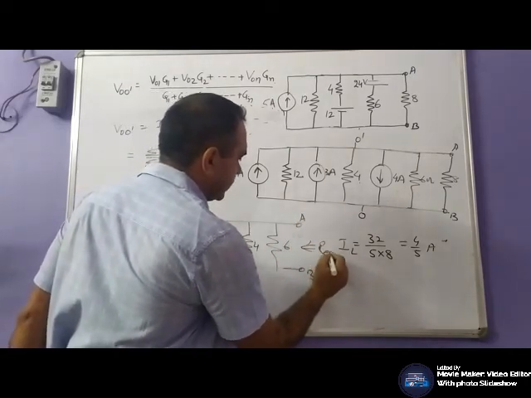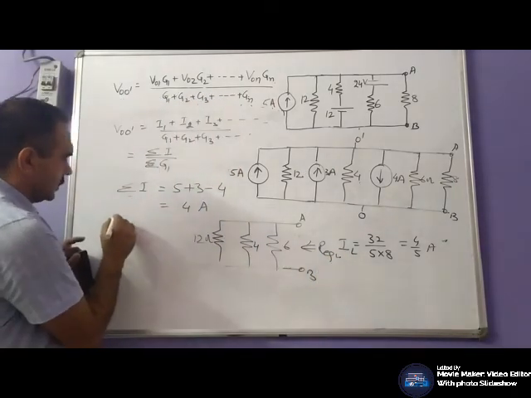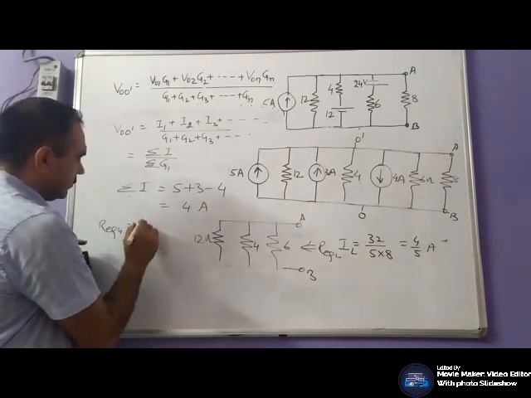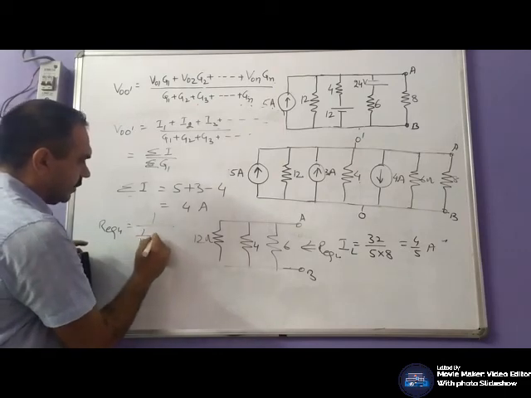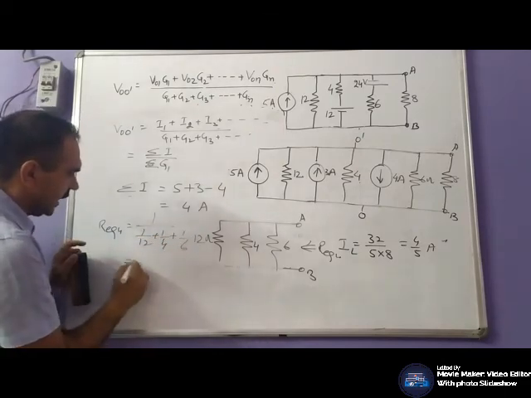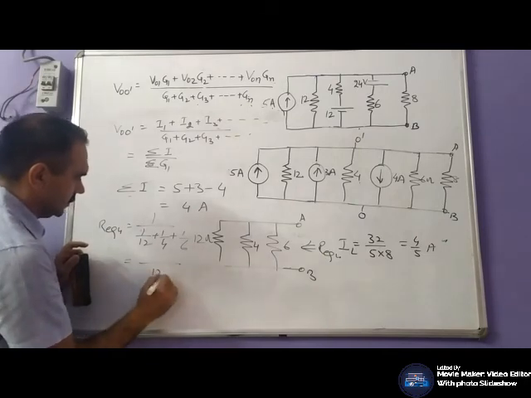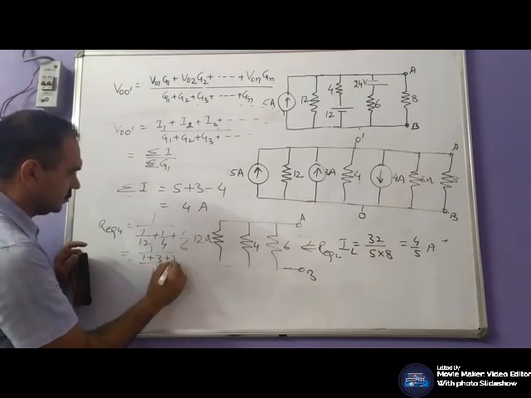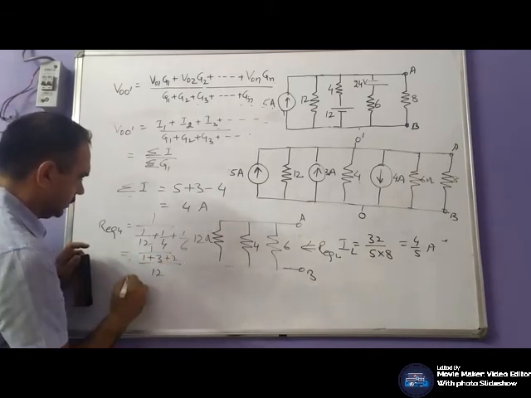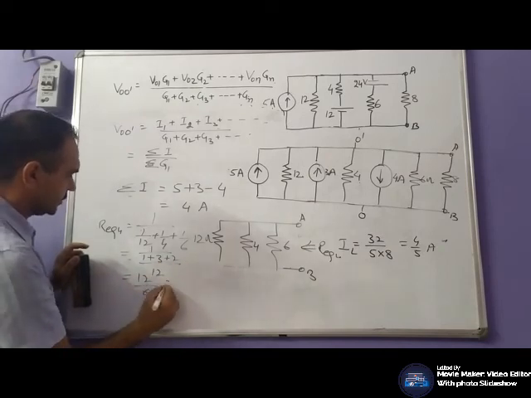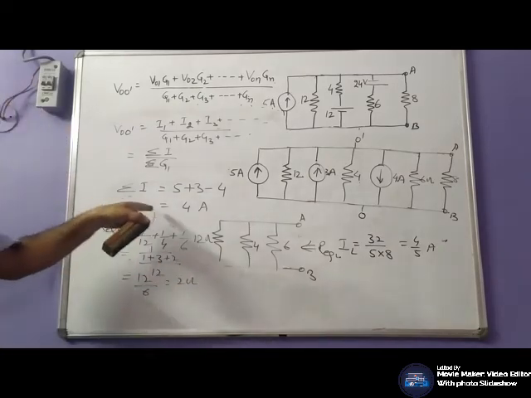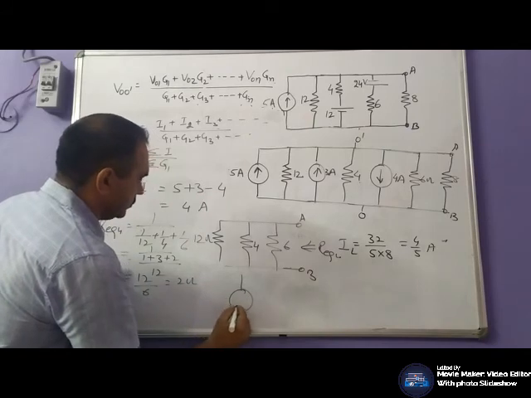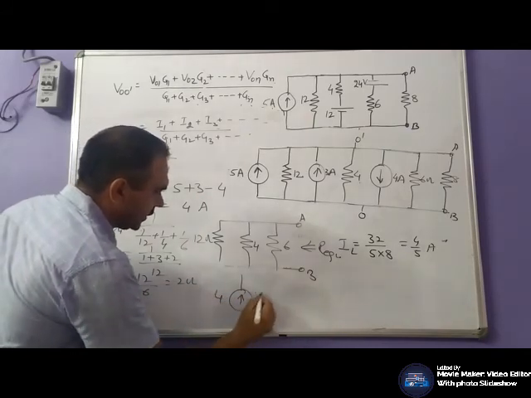R equivalent would be 1 by 12 plus 1 by 4 plus 1 by 6, and it would be 1 by 12, 1 plus 3 plus 2, it would be 12 by 6, 2 ohm. So this is the equivalent current source with a parallel resistance of 2 ohm. The current source was of 4 ampere.